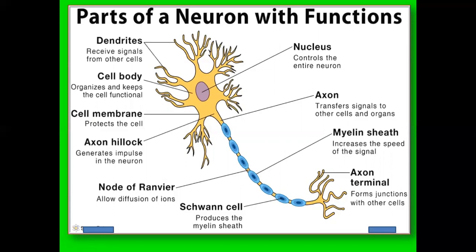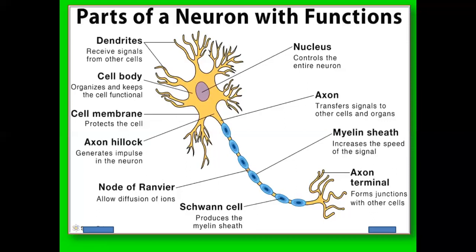And this cell body is surrounded by a membrane. That membrane is called the cell membrane. This is the cell body, and it is surrounded by the cell membrane. And what is the function of the cell membrane? It protects the cell. Is it clear? Now next is the axon.